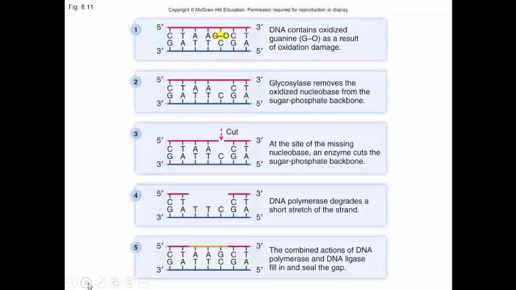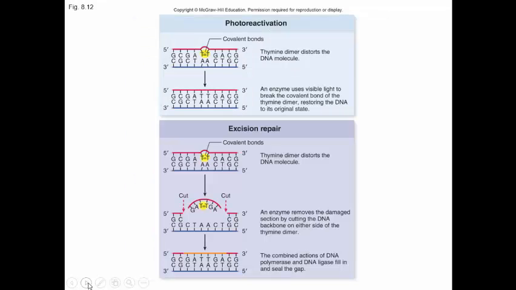Now, what about thymine dimers? Well, those are a little tricky. As you can see in the top here, the photoreactivation and the excision repair process. There are really 2 versions of thymine dimer repair, and these 2 versions will correct the thymine dimers created by ultraviolet light.